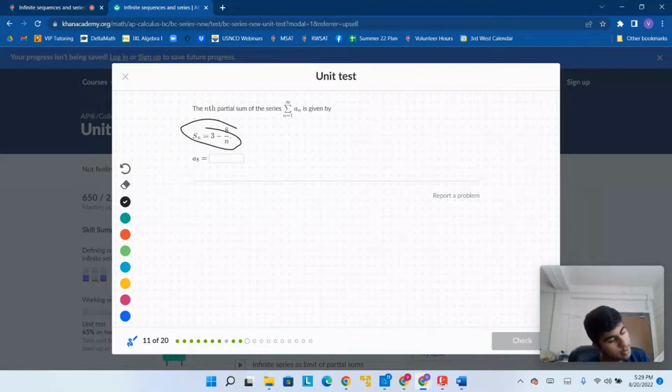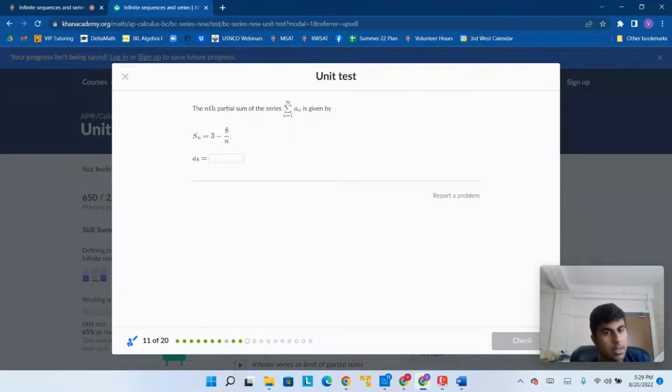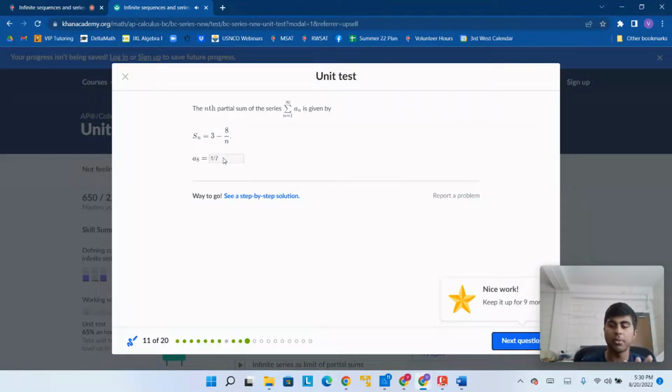So we just plug 8 and 7 into this partial sum formula and calculate. S8 is going to be 3 minus 1, so 2. S7 is going to be 3 minus 8 sevenths, so 2 minus 1 seventh, which is 13 sevenths, and that leaves 1 seventh. So a8 is going to be 1 seventh. You can always do this when you're dealing with partial sums: the difference between two partial sums is the term that you just added in. So you can find those terms by finding the difference between those partial sums.